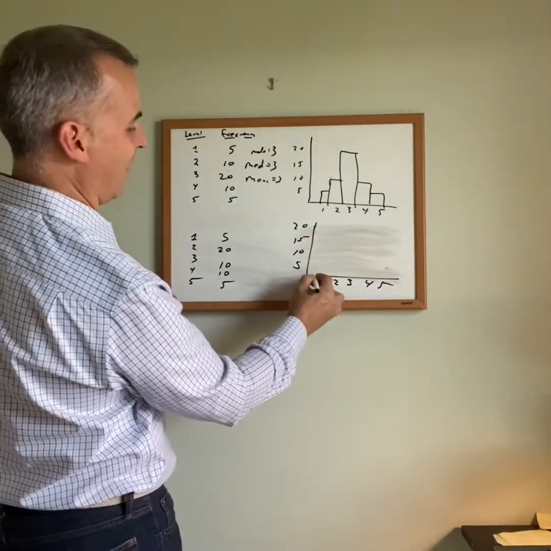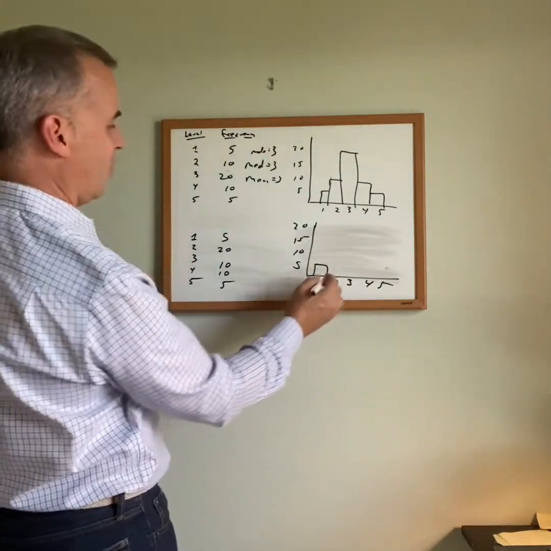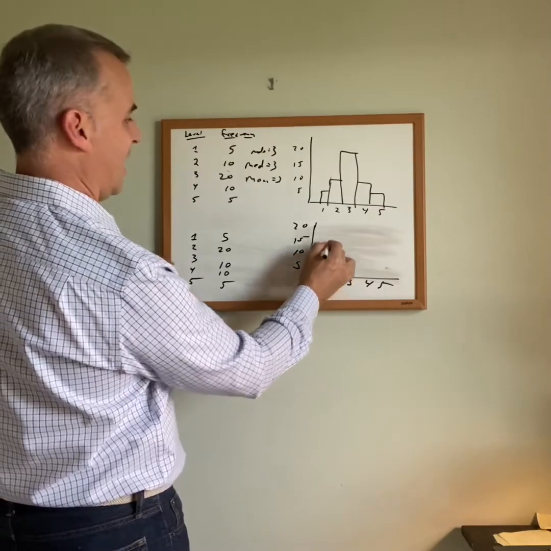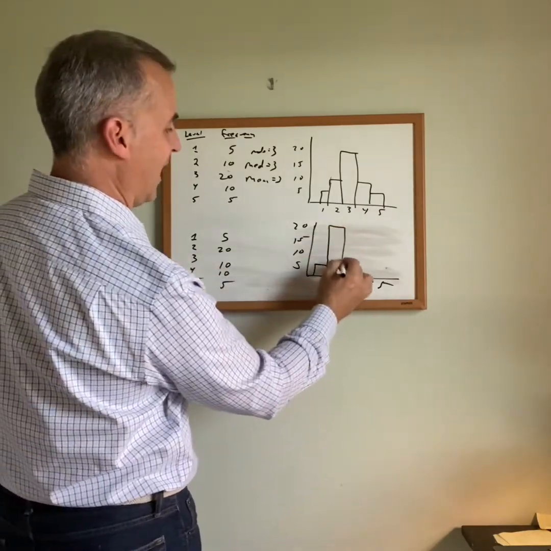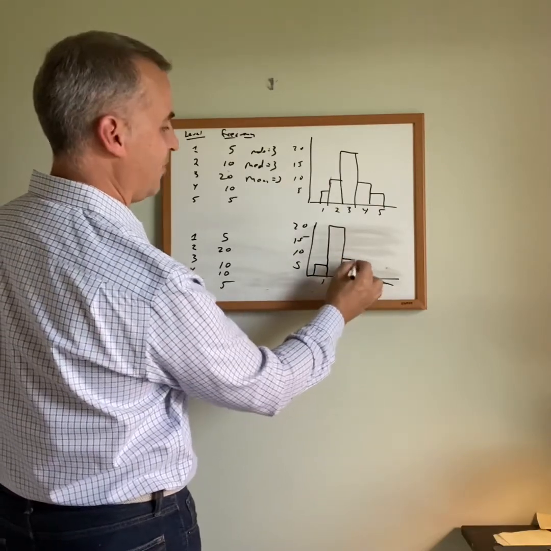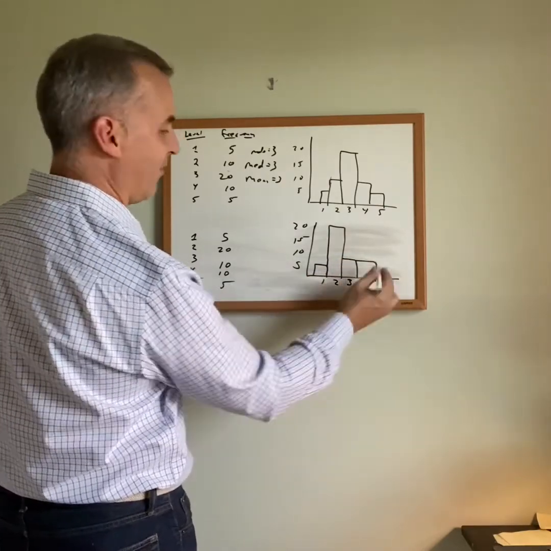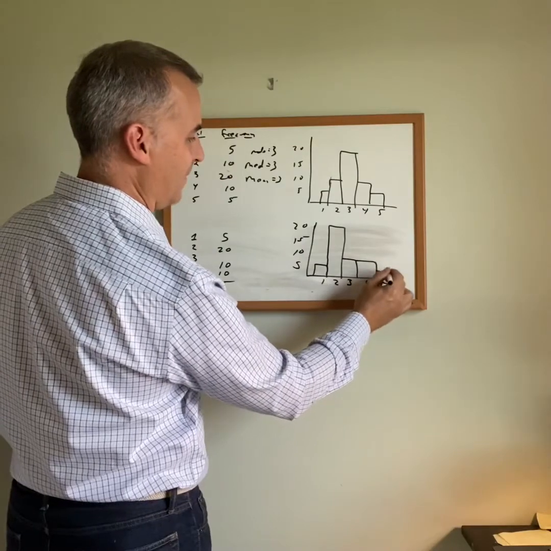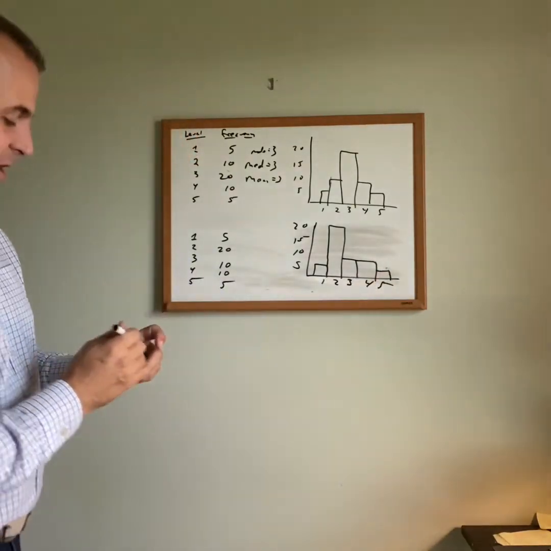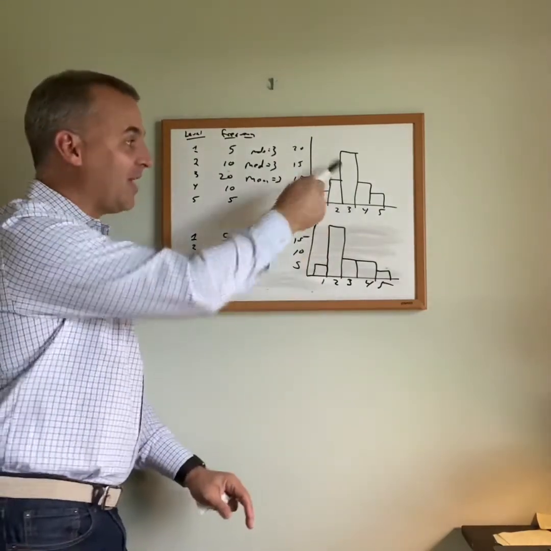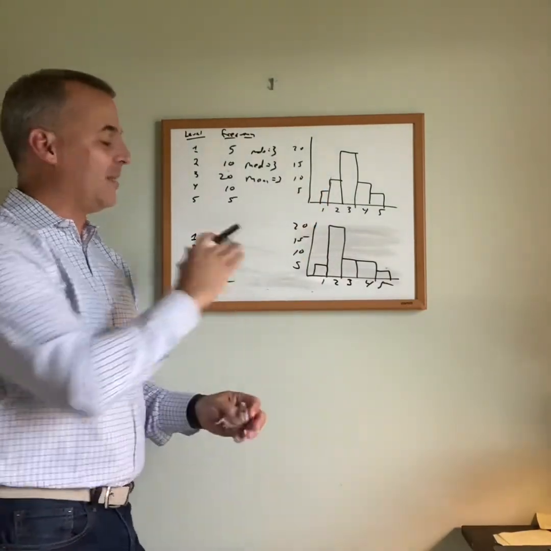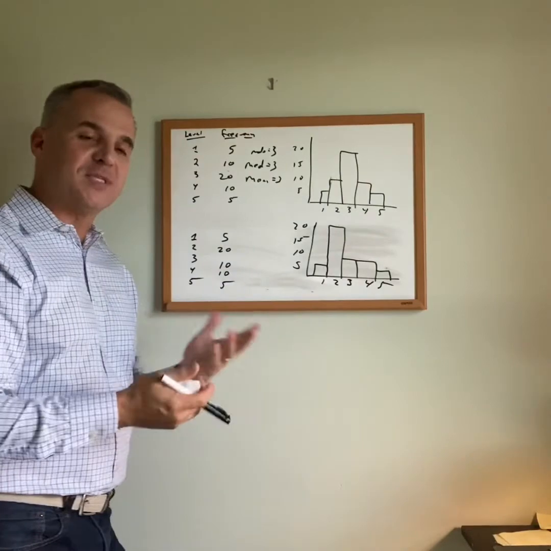For 1, I had 5 people answer 1. We had 20 people answer 2. We had 10 people answer 3. We had 10 people answer 4. And we had 5 people answer 5. Okay, so this obviously is a different shape than this previous histogram. And so if we look at that frequency distribution, we see it's a little bit different.